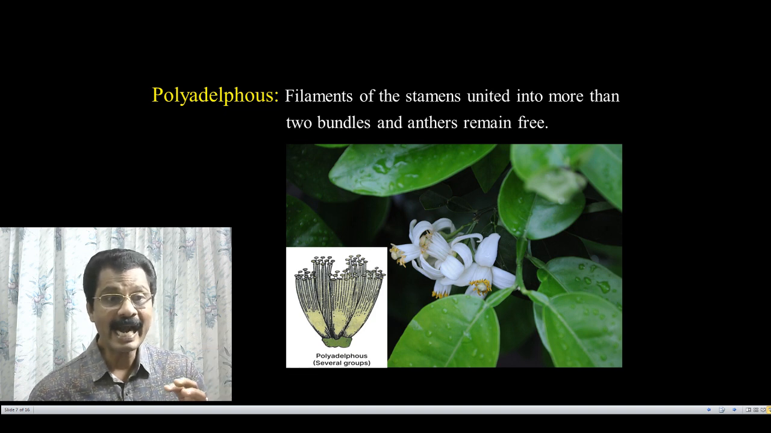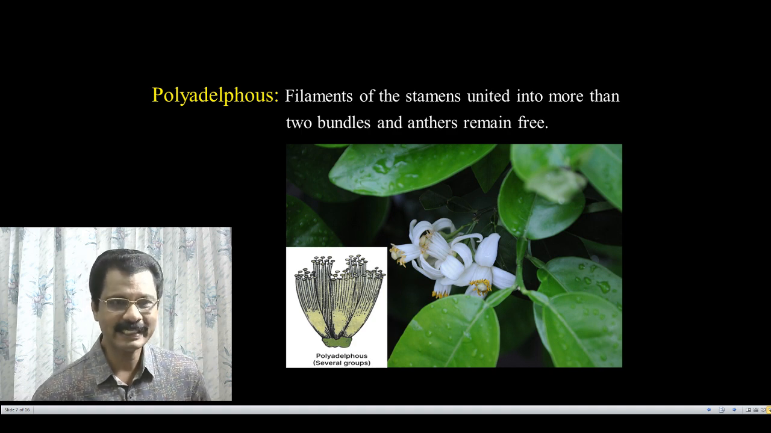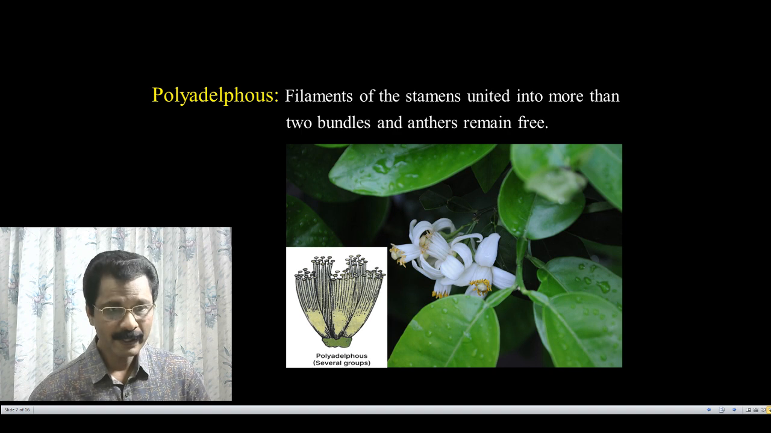Here we can see the adelphous condition. Adelphous condition means fused condition, fused condition of filaments, and others remain free. There are 3 types: monoadelphous, diadelphous, and polyadelphous condition. Right? Could you follow me?